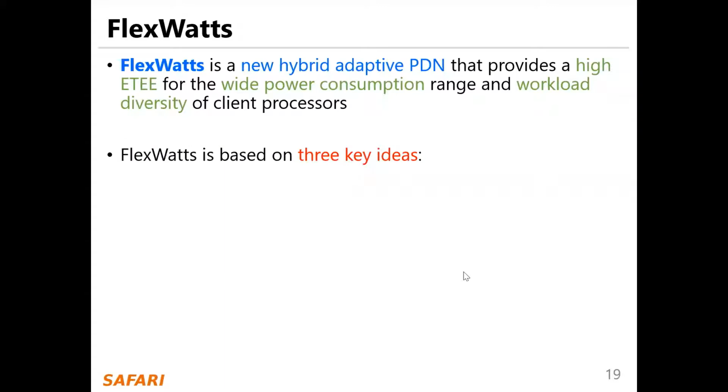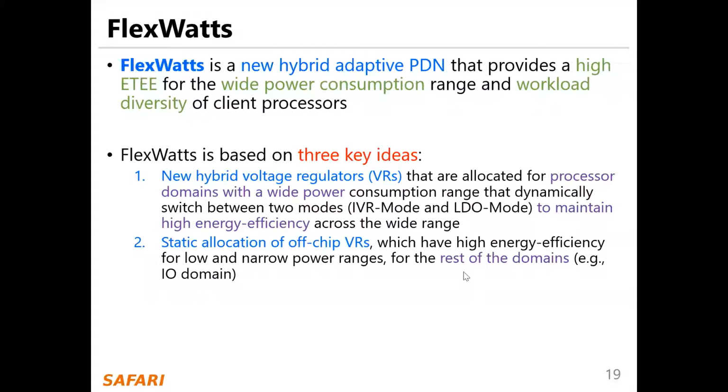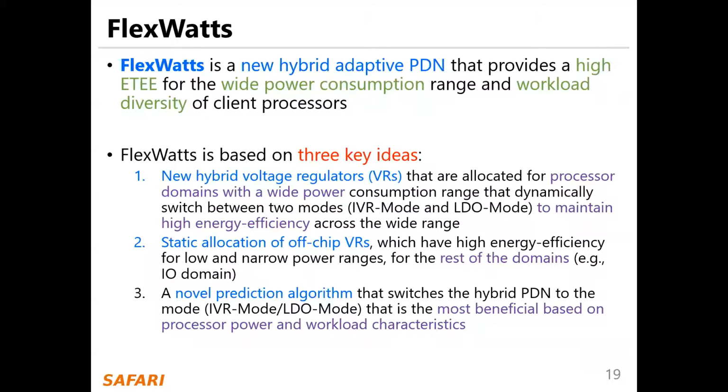FlexWatts is based on three key ideas. First, new hybrid voltage regulators that are allocated for processor domains with wide power consumption range that dynamically switch between two modes, IVR mode and LDO mode, to maintain high energy efficiency across the wide range. Secondly, static allocation of off-chip VRs which have high energy efficiency for low and narrow power range for the rest of the domains. And finally, a novel prediction algorithm that switches the hybrid PDN to the mode that is most beneficial based on processor power and workload characteristics.